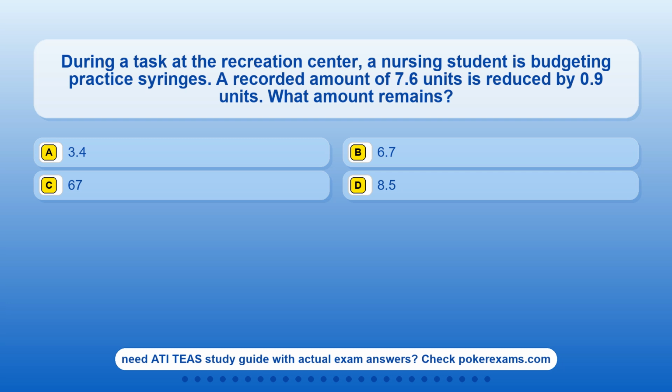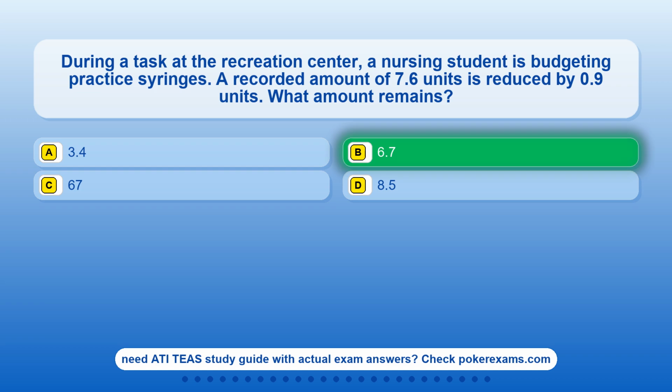Question 1. During a task at the recreation center, a nursing student is budgeting practice syringes. A recorded amount of 7.6 units is reduced by 0.9 units. What amount remains? Option A, 3.4. Option B, 6.7. Option C, 67. Option D, 8.5. The correct answer is option B, 6.7.